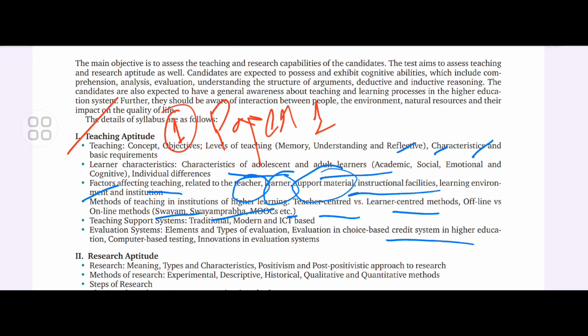Like nowadays, the way the grading system is being done. It is all about what you need to know about the teaching process, because you want to become a professional and you are giving the exam for that. So to understand all these things: computer based testing, CBT, and innovations in the evaluation system. So this is all about teaching aptitude in paper 1.